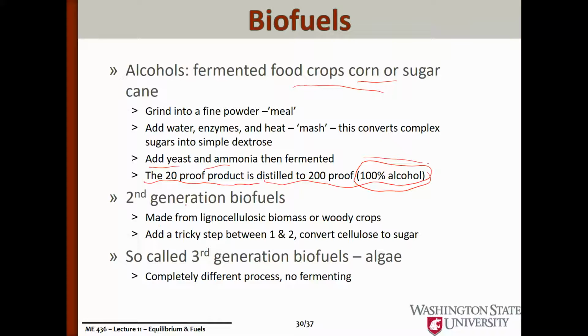The next generation of biofuels is, instead of using these high sugar crops such as corn and sugarcane, you're using the stalks of the corn or sugarcane, or you're using trees. Problem is, it's a lot harder to ferment those. They're harder to break down. So you have to put a lot of energy in to get it from this biomass or woody crop into something that can then be fermented. Algae biofuels are a whole different process that I won't get into now.